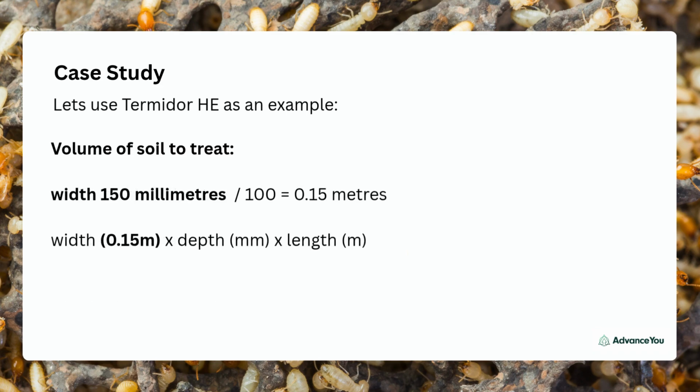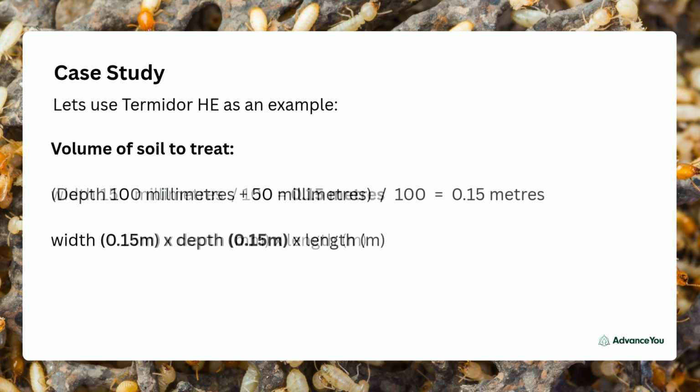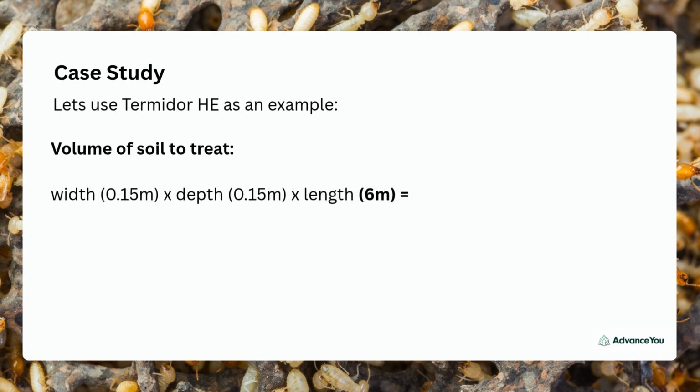For the width, which is 150 millimeters, divide this by 1000 to get 0.15 meters. The label states that the treated zone must extend 50 millimeters below the top of the footer, so add your 100 millimeter footer depth to 50 millimeters and divide this by 1000, which equals 0.15 meters. Multiply the answer by 6 to get your cubic meters of soil. So for this case study, you have 0.135 meters cubed of soil.